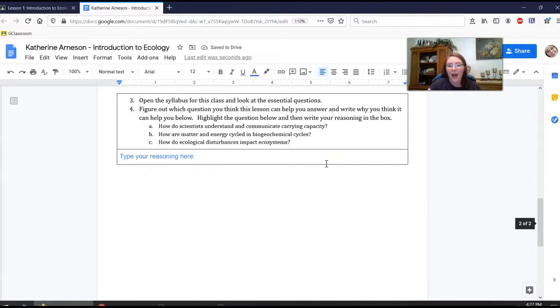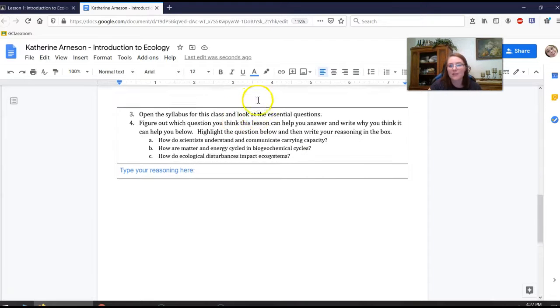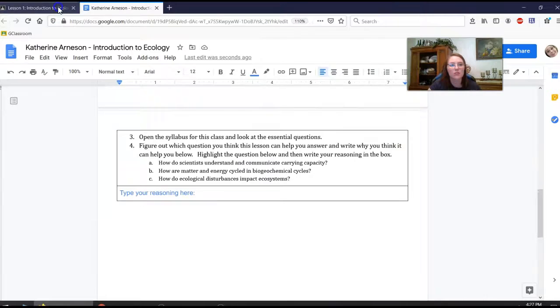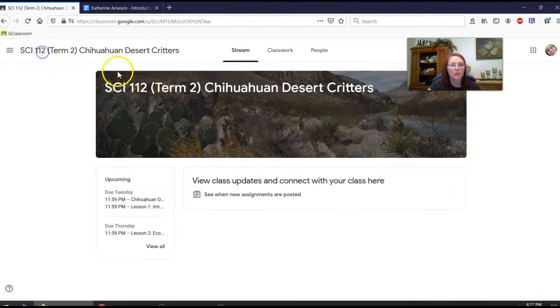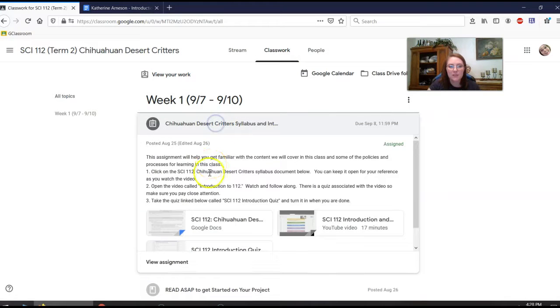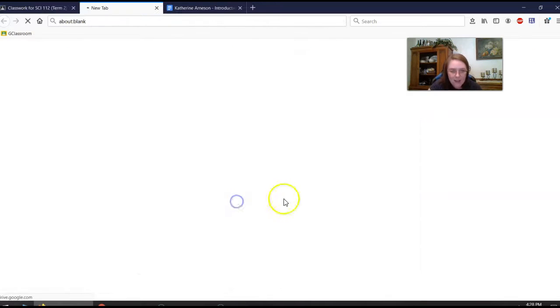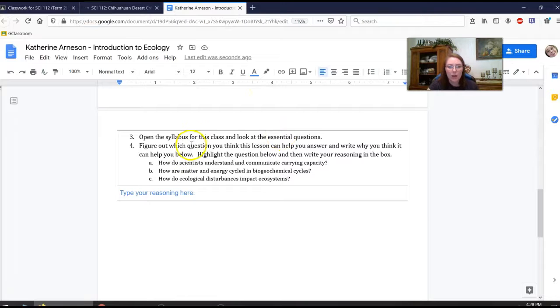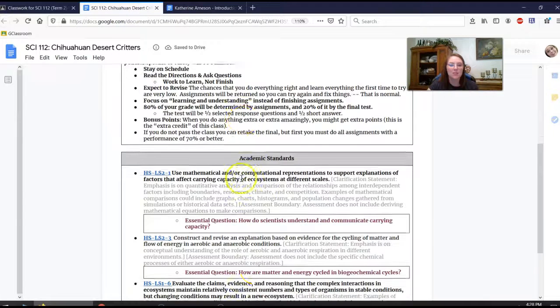Okay, essential question connection. So this is going to be the last part of every lesson. It tells you what to do. It says open the syllabus for this class and take a look at the essential questions. So the way to open the syllabus is to go to classwork and go back to the first assignment. It has the syllabus in it. I think this is it right here. Yes. And then it says go to the essential questions.